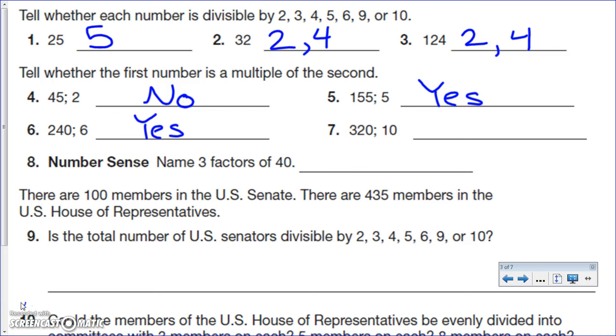For number 7, we have 320. We have to decide if it's divisible by 10. And in this case, because it ends in a 0, it is divisible by 10. So we're going to write yes for that one as well.